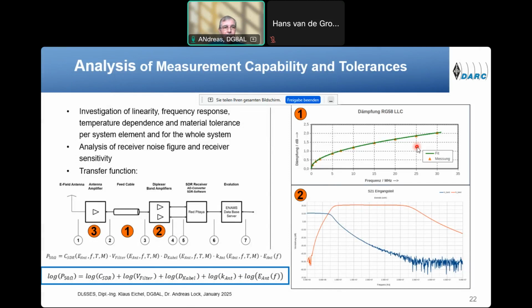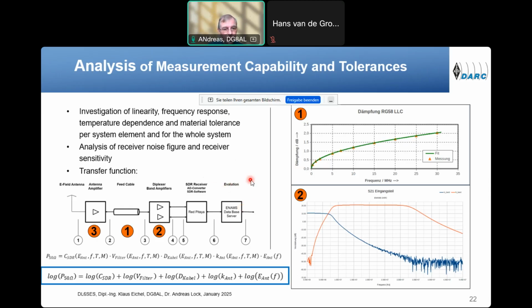So now a main important point is the analysis of the measurement capability and tolerances, and to derive from that the alignment procedure. So we did an investigation of the linearity, frequency response, temperature dependence per system element, but also for the whole system. And we identified the transfer function.